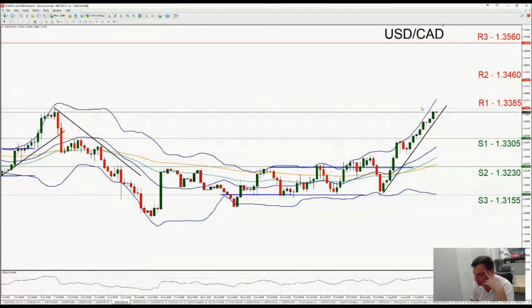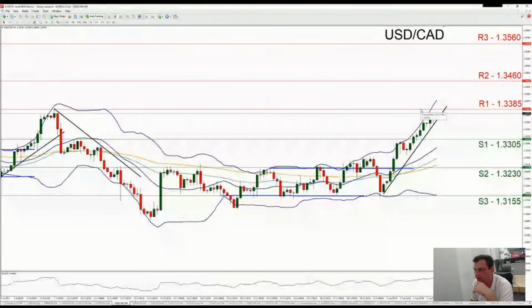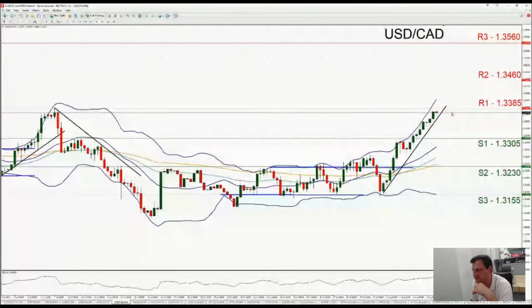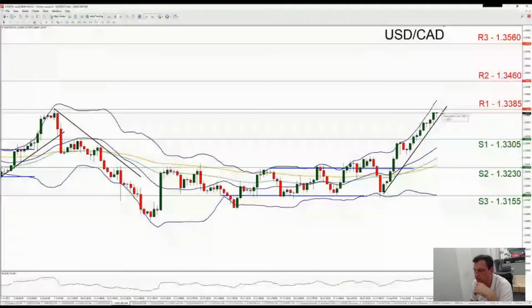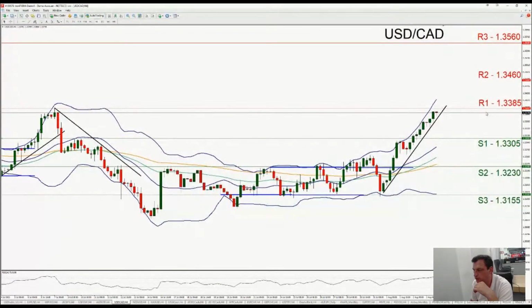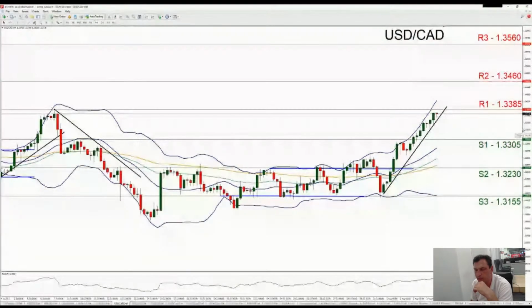Yet should the R1 prove to be stronger than expected, then we may see the price action hitting a ceiling at the R1, 1.3385, and stabilizing, signaling exactly this stabilization by breaking the upward trend line clearly and remaining in a sideways motion just below the R1 or between the R1 and the 1.3305.